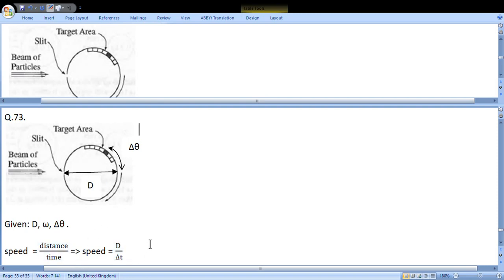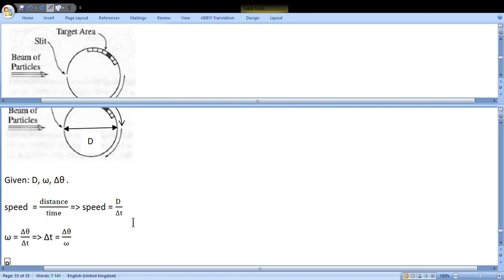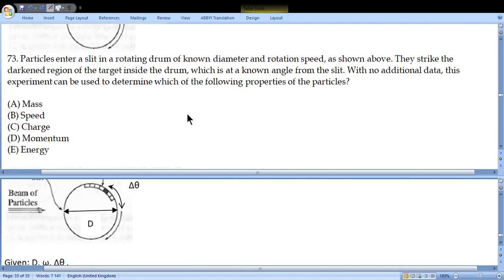The question is how to find time t. Time we can find from angular speed. Angular speed is angle rotated divided by time. Time will be angle divided by angular speed. So we can find speed. Do we have such a choice? Speed of particles. Yes, we can find the speed of the particle, B.